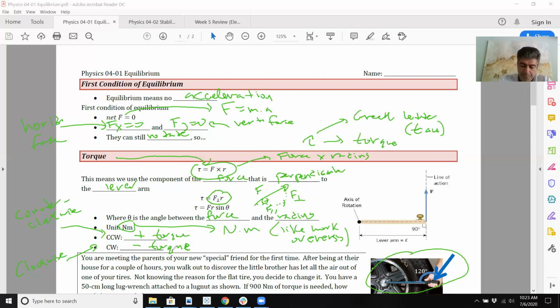So let's try a problem. And after we try a basic one, I'll have you guys practice some basic ones also. All right, any questions so far? Nope, okay, well, let's keep moving.